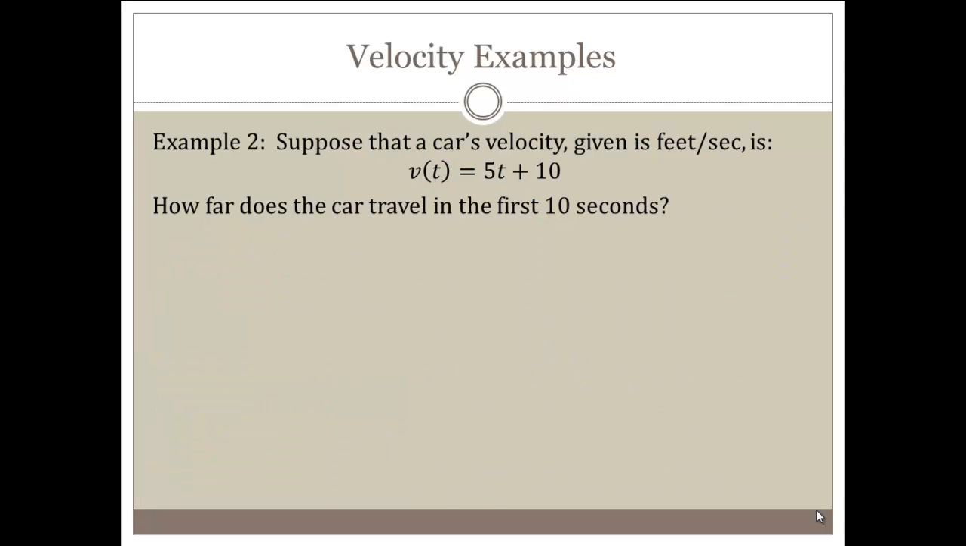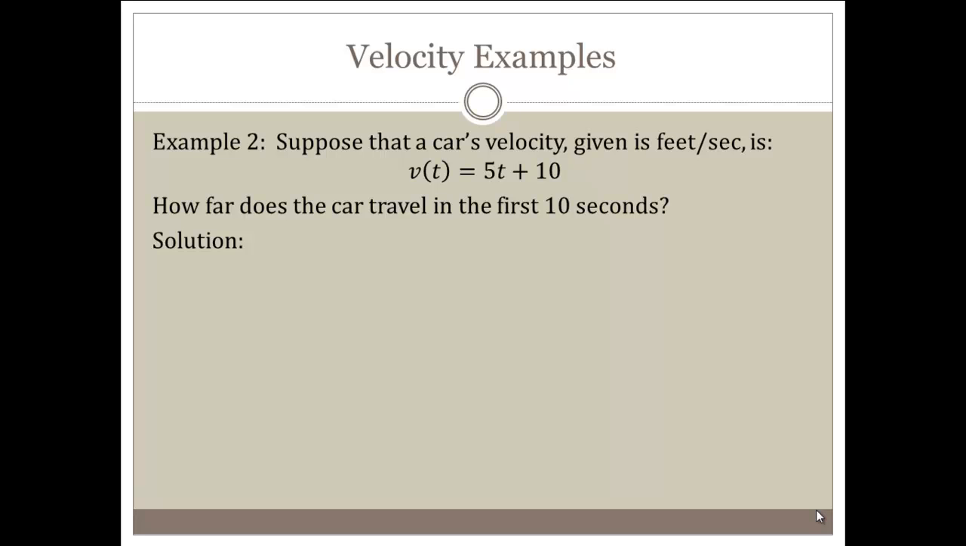In our second example, we'll assume that our car's velocity again is given in feet per second, but this time it is given by the function v of t equals 5t plus 10. Notice here that our starting velocity, v of 0, is 10, unlike our last example where our starting velocity, v of 0, was 0. Again, we want to ask the question, how far does the car travel in the first 10 seconds?